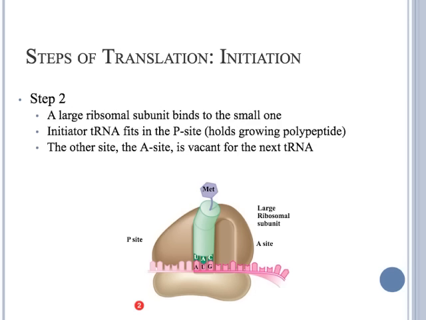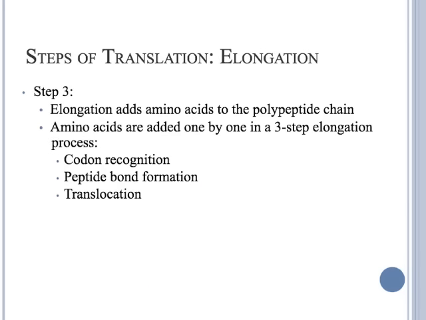After this happens, the other half of the ribosome comes in, the large ribosomal subunit. And there are 2 slots on this large subunit. There's what we call the P site, which is the slot right here, and that's what holds the growing polypeptide chain. And then the other site, the A site, right now is empty. That's where the next tRNA is going to come in with its amino acid. Okay, so that was initiation.